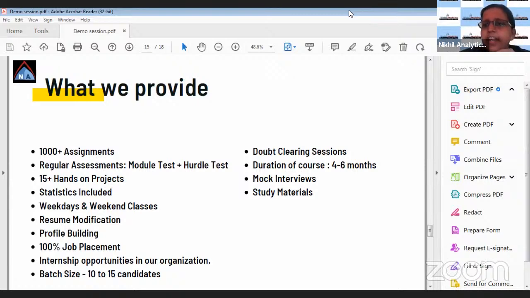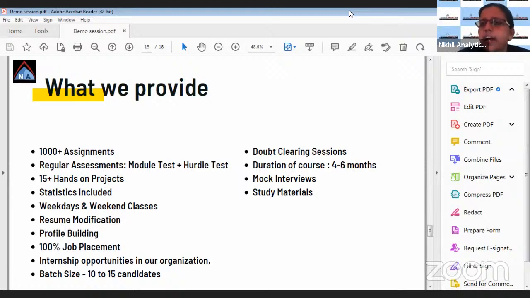Obviously, they are getting trained, but they also work on different projects. Nikhil Analytics is also into consulting, wherein we help our clients in solving some of their analytics and data science challenges. Many companies approach us to build their team from scratch, and they want us to help them in solving the projects which they have. So we do that, and there we get these interns to work on those projects to give them live experience.